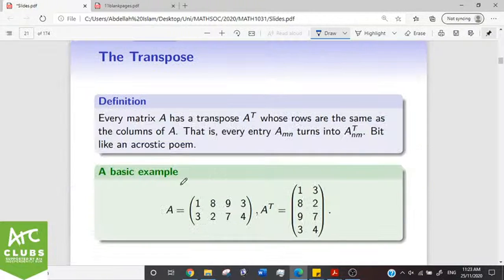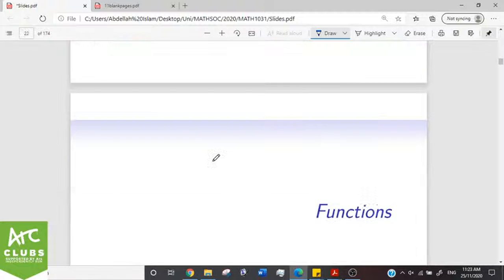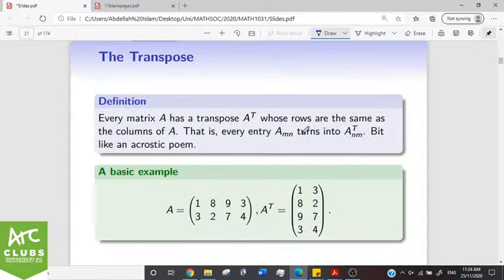Great, okay. So here's one more, and I think this is the final one. So here's one more example of a matrix operation that we can do. We call this a transpose.